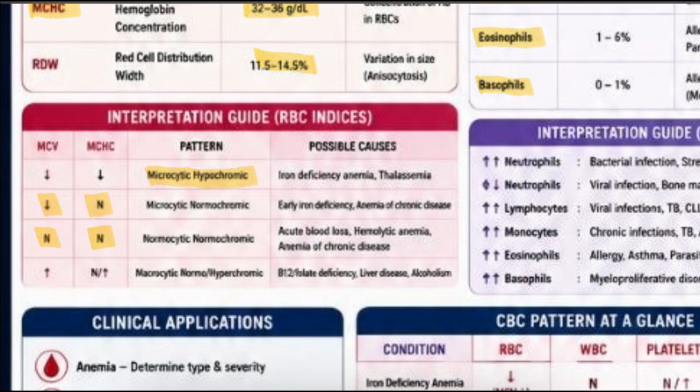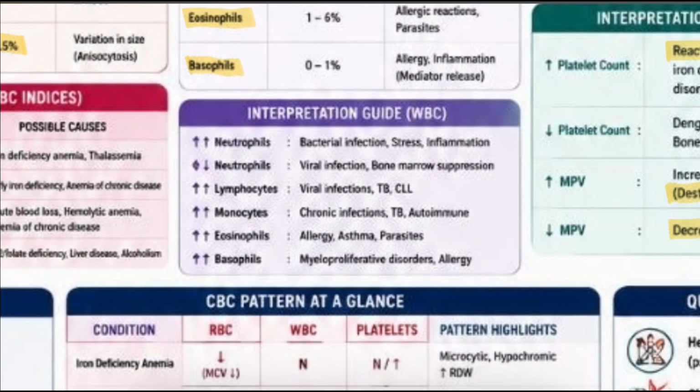If MCV is normal and MCHC normal, normocytic, normochromic means acute blood loss or hemolytic anemia or anemia of chronic disease. If MCV is high and MCHC is normal or increased, that means macrocytic pattern, and you can see some causes: B12 and B9 deficiency, liver disease and alcoholism.